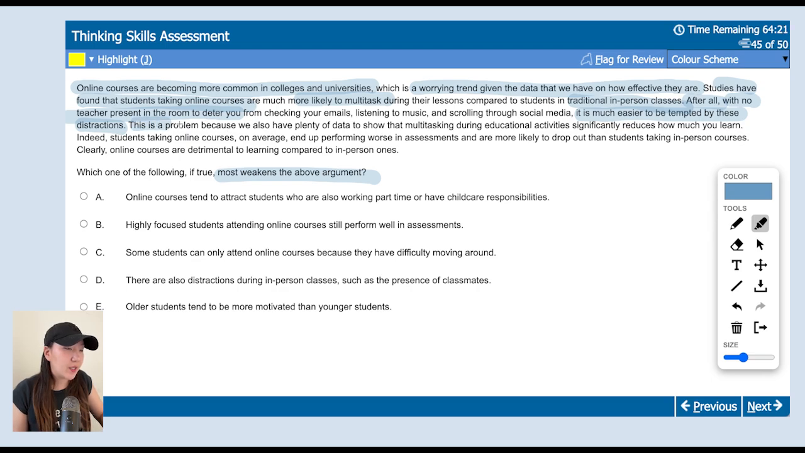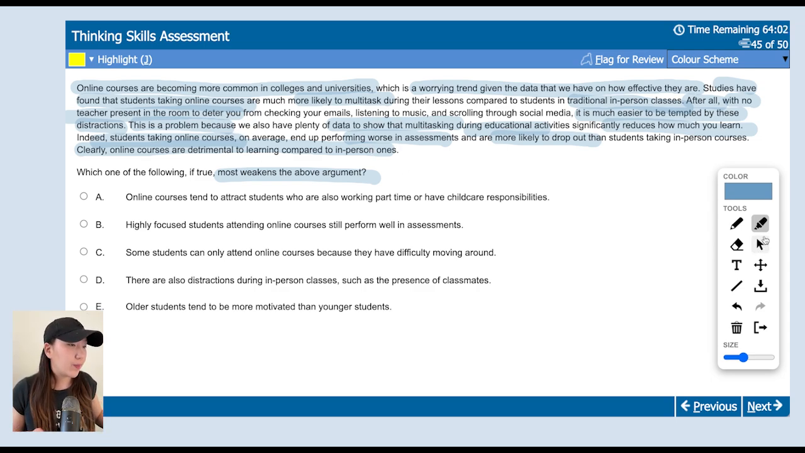This is a problem because data shows that multitasking during educational activities reduces how much you learn. Indeed, students taking online courses perform worse in assessments and are more likely to drop out. So clearly online courses are detrimental. So, you know, it's basically that.